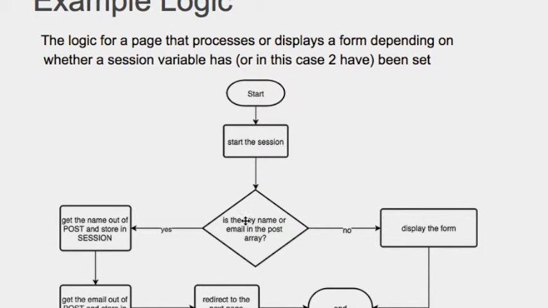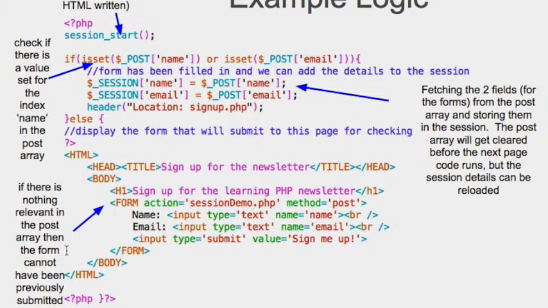If there's nothing in the post array, so if no form information or the wrong form information have been submitted, then it can display the form instead. So if the form's already been submitted, it will process it. If the form hasn't been submitted, it's going to display it. And that's what this next piece of logic is doing.